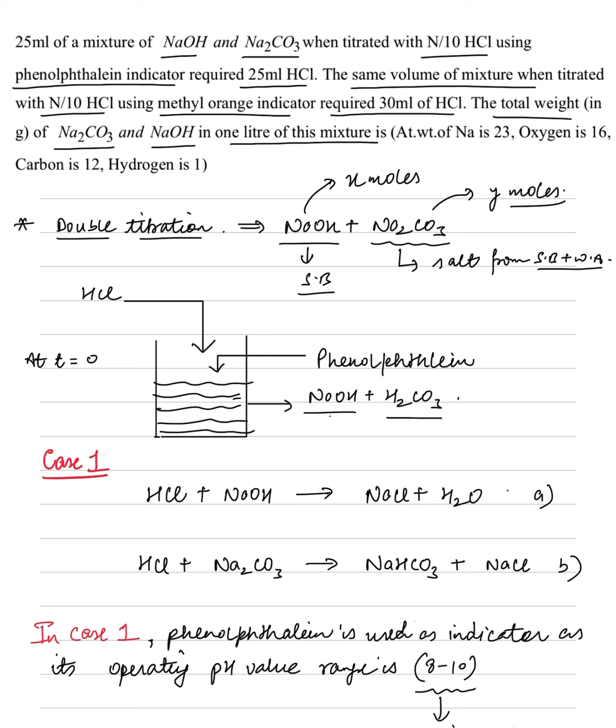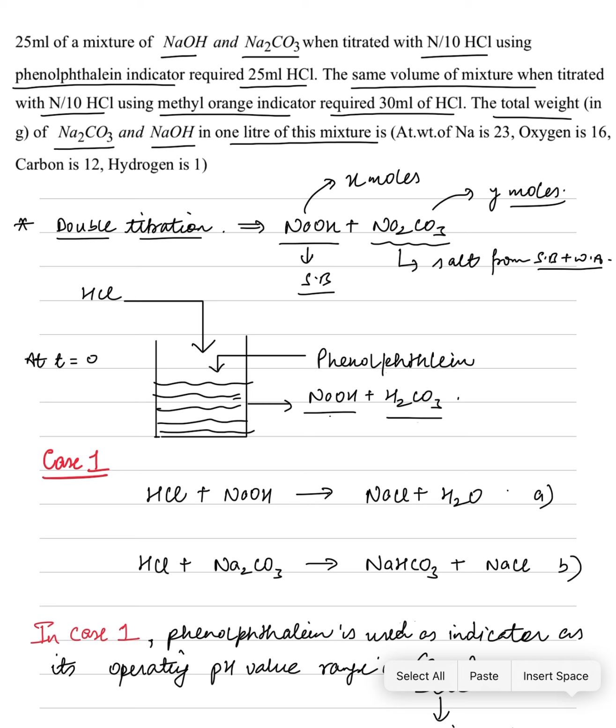Now in double titration, what do we do? We take a strong base and a salt of a strong base and weak acid. So basically here we are taking NaOH along with Na2CO3. So let's say we have X moles of NaOH and Y moles of Na2CO3 in the solution, right?